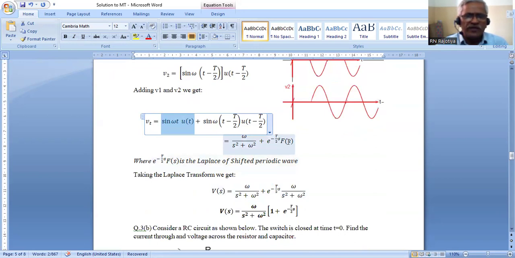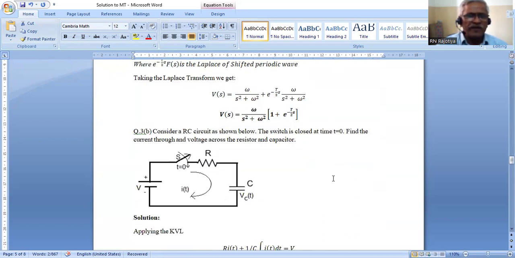So therefore, we can write this F(s) as equal to omega by s square plus omega square. That is, this will become as this. So taking omega upon s square plus omega square as common, we will get omega by s square plus omega square, bracket 1 plus e power of minus a s, where a is T by 2.